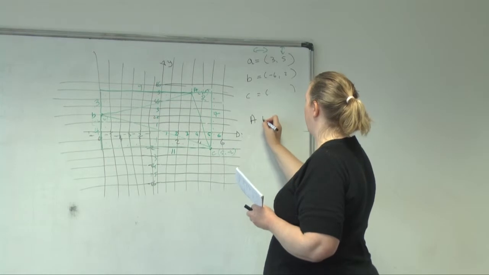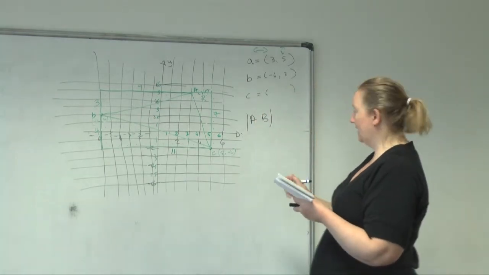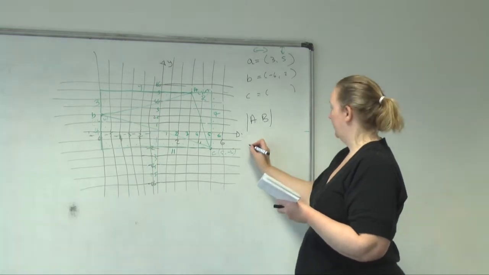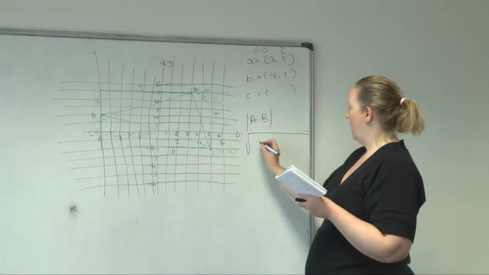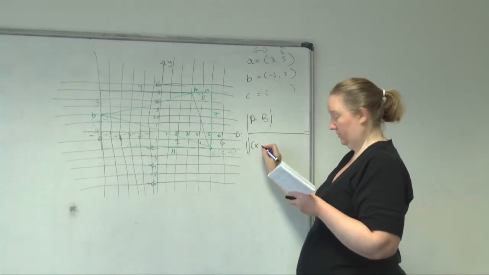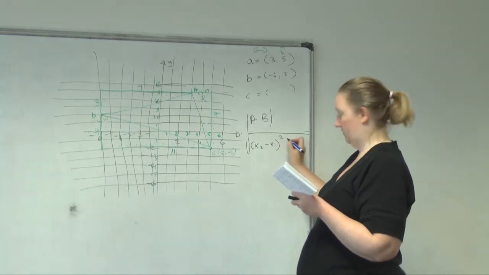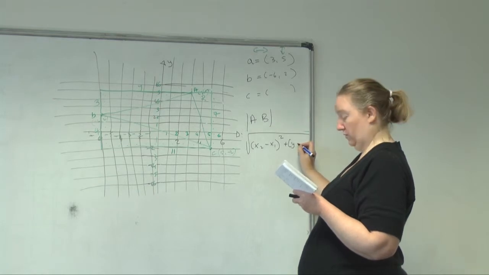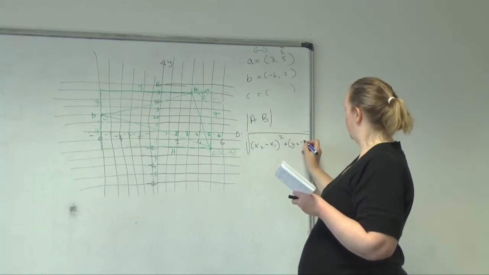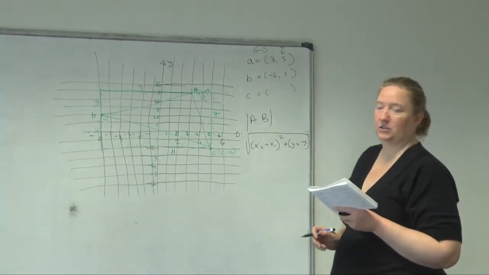So AB. And it tells you that to get the length, it is the square root, I told you always start with square root, of x2 minus x1 squared plus y2 minus y1 squared. Okay? So you need your x2 and your x1.